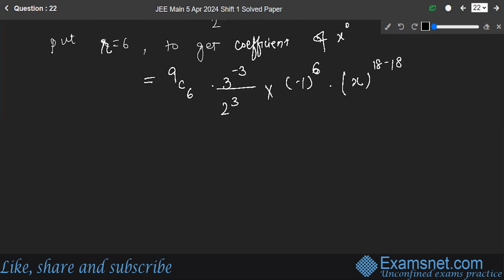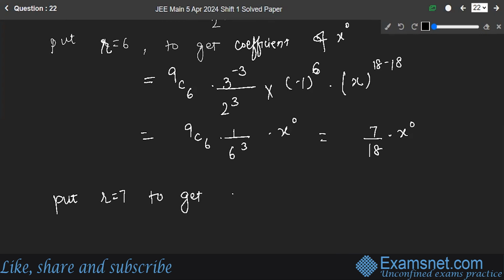So this is 9C6, 1 upon 6 power 3. Yes, that's it, into x power 0. So on solving, this will give you 7 upon 18 into x raised to power 0. Now let's put r is equal to 0. Why? To get the coefficient of x raised to power minus 3.